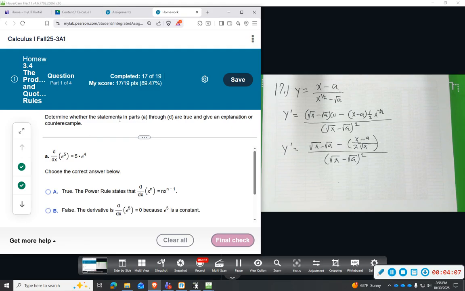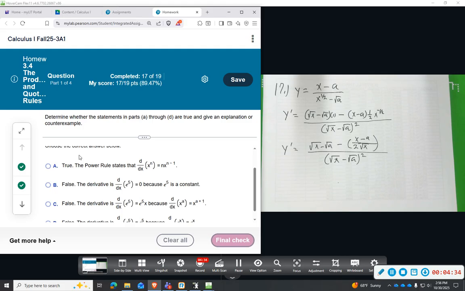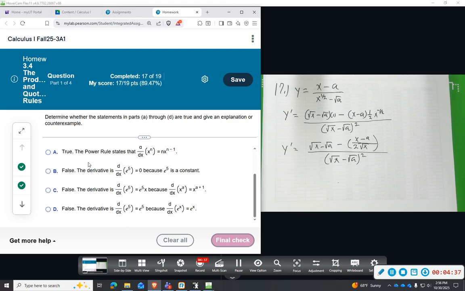We want to determine whether the statements in parts A through D are true, and then give an explanation. So A is finding the derivative of e to the 5th power, and they ask if it is equal to 5 times e to the 4th. Well, e is a number, so this is a constant. Although they're using the power rule correctly, the derivative of this function would be equal to 0. So say false, because e is a constant.